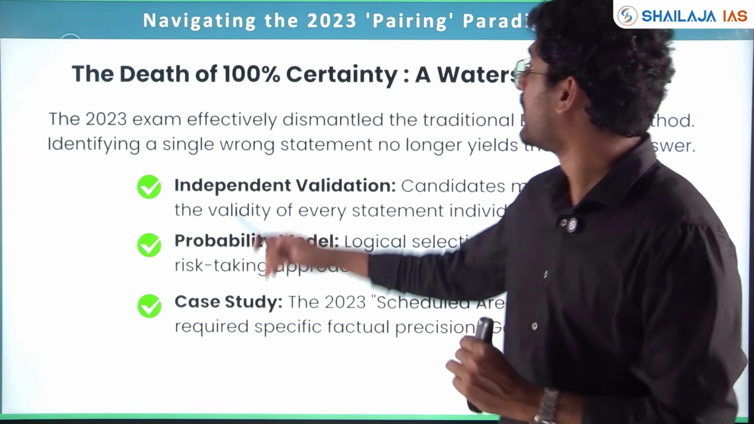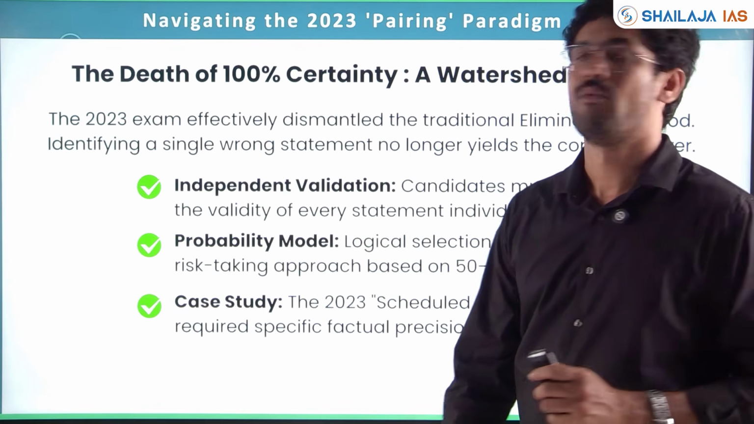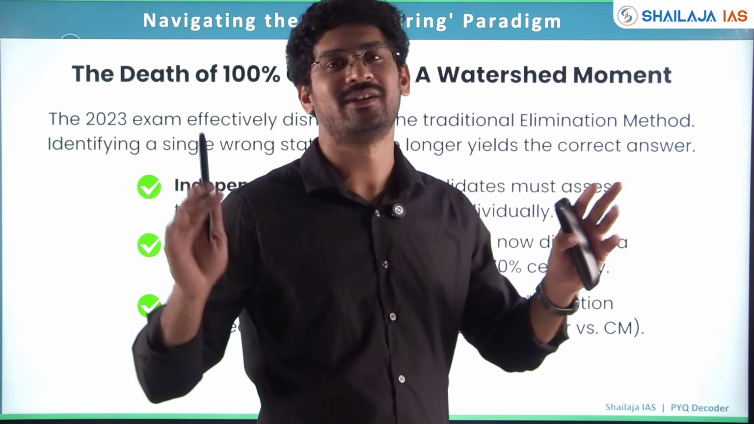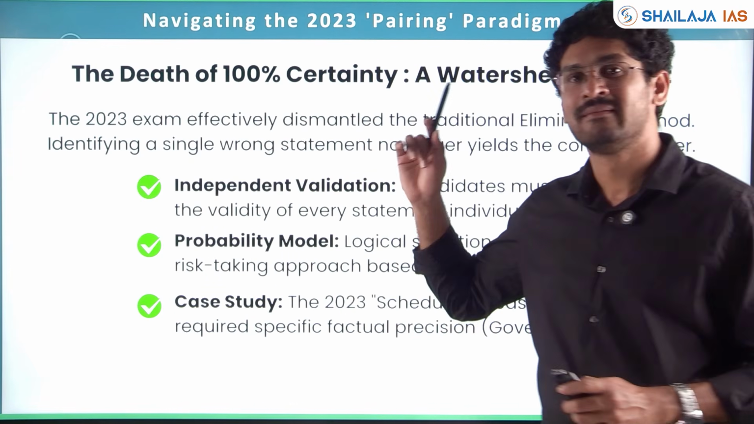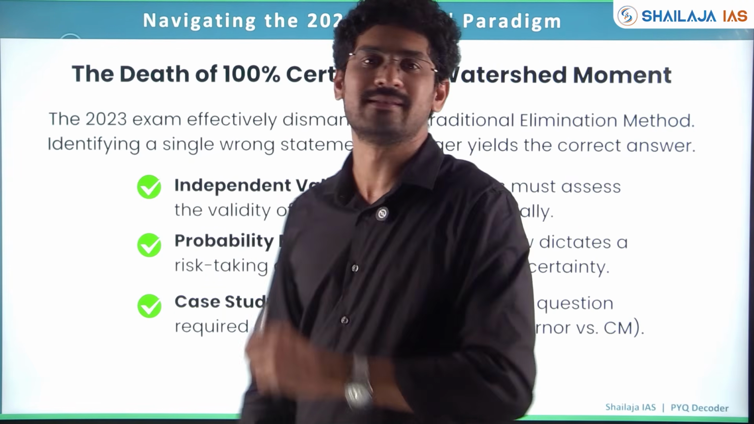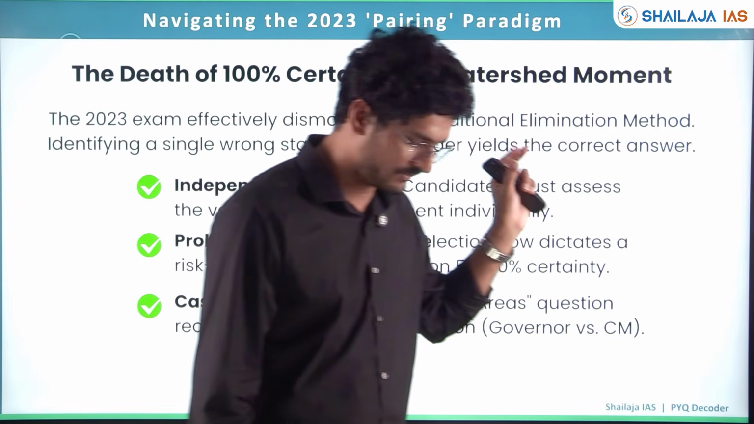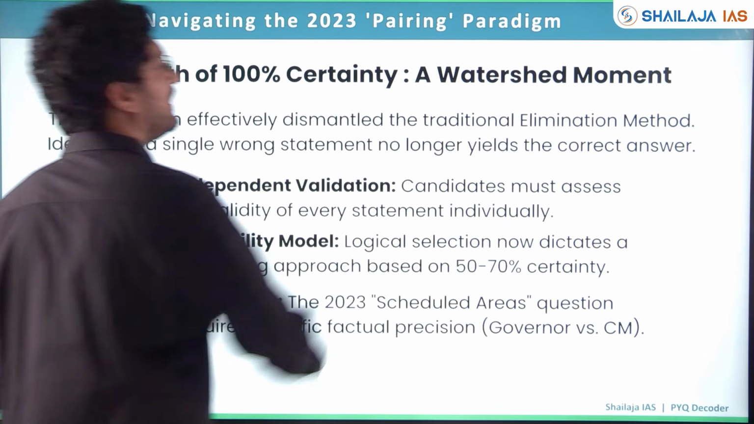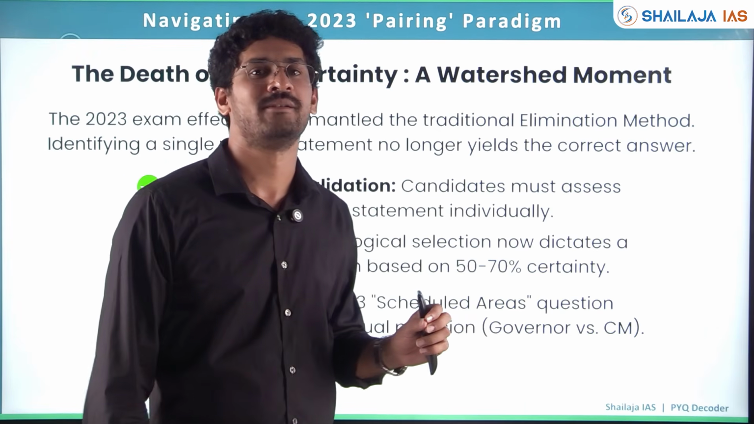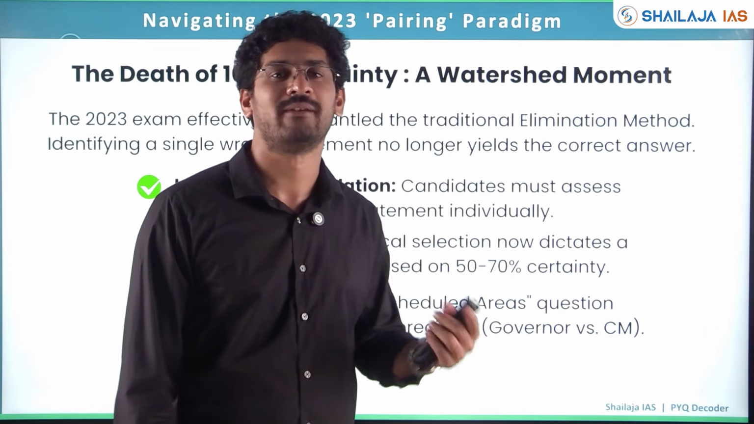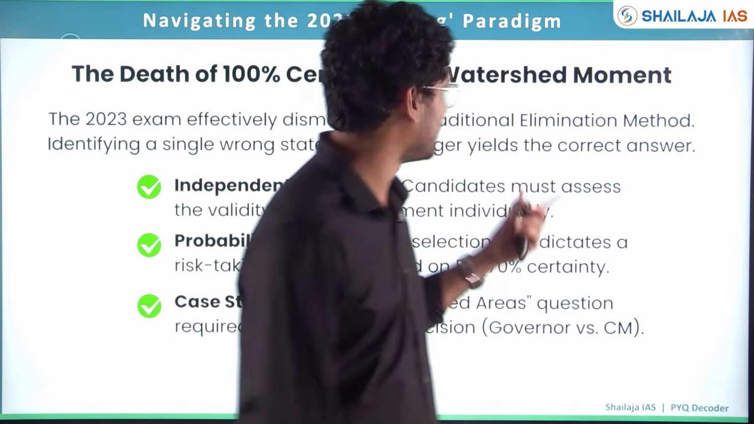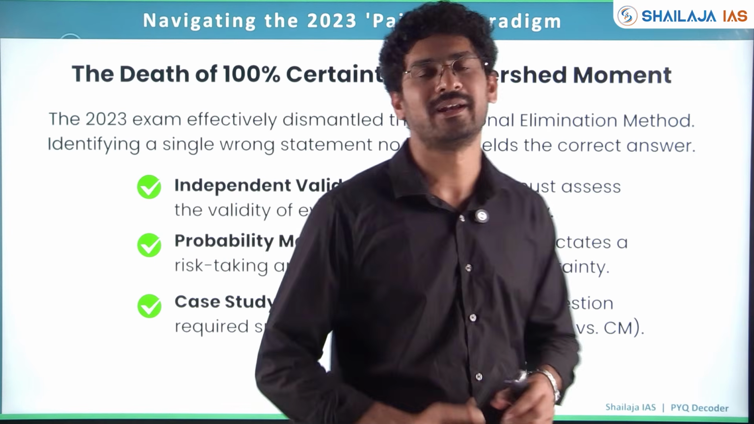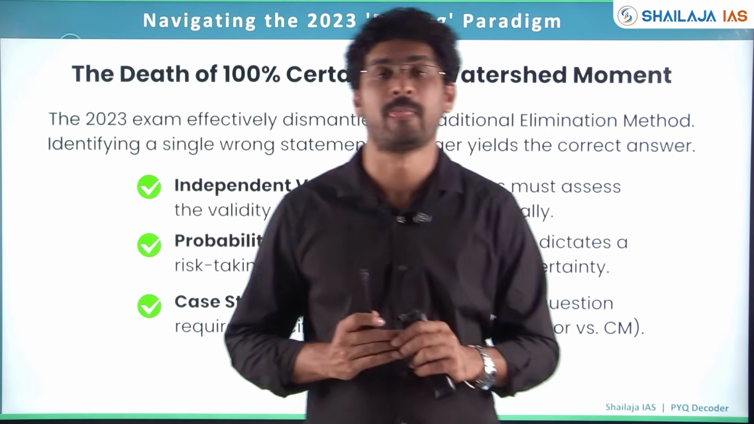So friends, now, 2023 was a paradigm shift where all the tricks and elimination techniques are gone, and the death of 100% certainty that this answer is right through elimination has come. This is a watershed moment, right? You all agree with me? The 23 exam effectively dismantled all the traditional elimination methods. Earlier, if one statement was right, only those options carrying it would stay and the others you could eliminate. That is gone now. Identifying a single wrong statement no longer yields the correct answer.